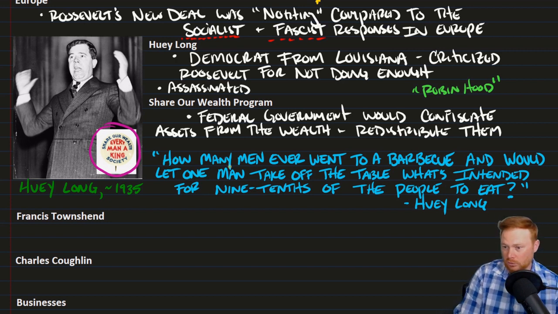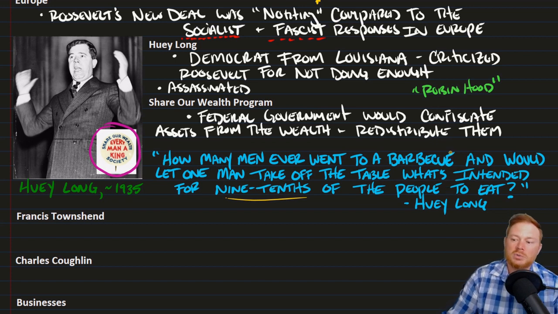As Huey Long said, quote, "How many men ever went to a barbecue and would let one man take off the table what is intended for nine-tenths of the people to eat?" And so this was very much reflecting the fact that wealth accumulation had happened at the top end of the economic distribution. But he wasn't the only critic that Roosevelt had. In fact, there are a few other noteworthy ones.